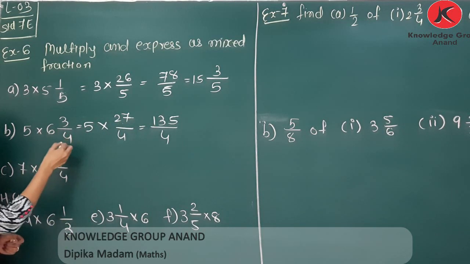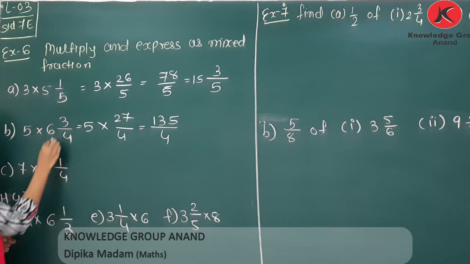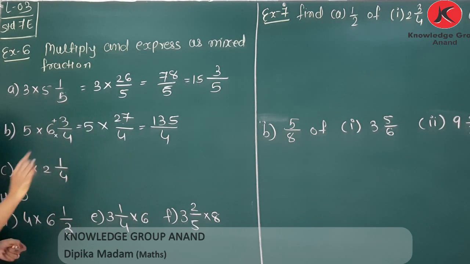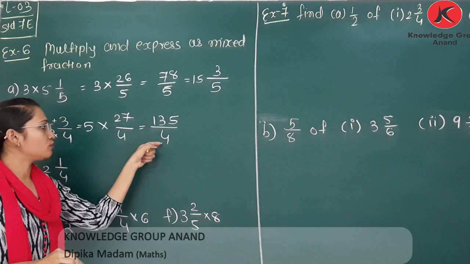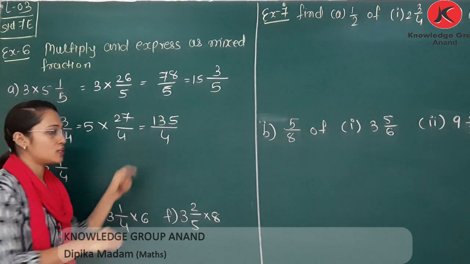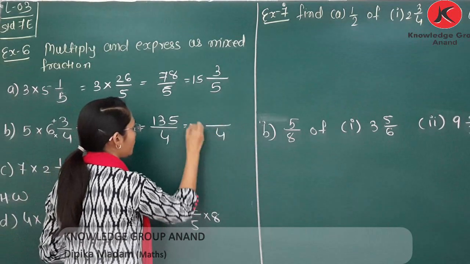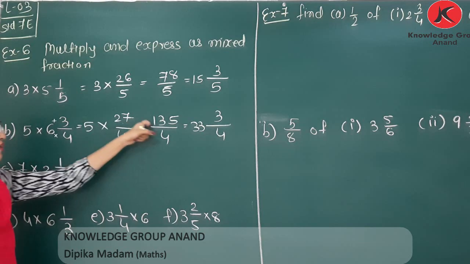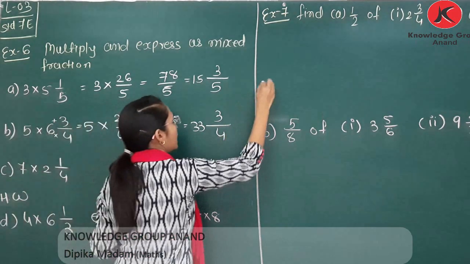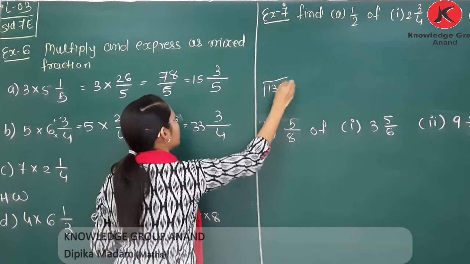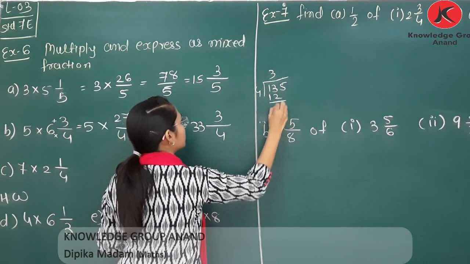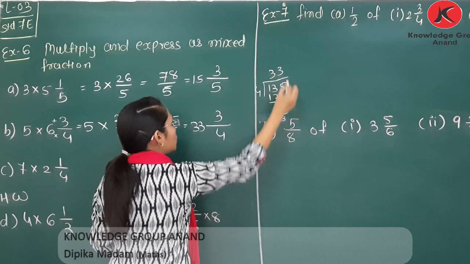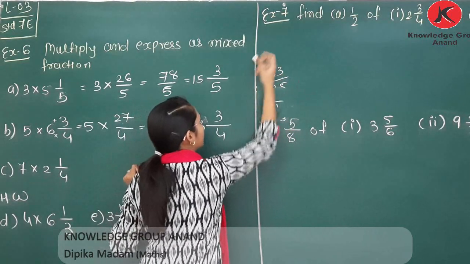I hope you know how to convert this into mixed or improper. Multiply this and add this. 6 4s are 24 plus 3, 27 by 4. Convert this 135 into the mixed fraction. So you will get 33 3 by 4. Divide 135 with 4. We already learned this in 6 standard. So it is 33 3 by 4. Clear?